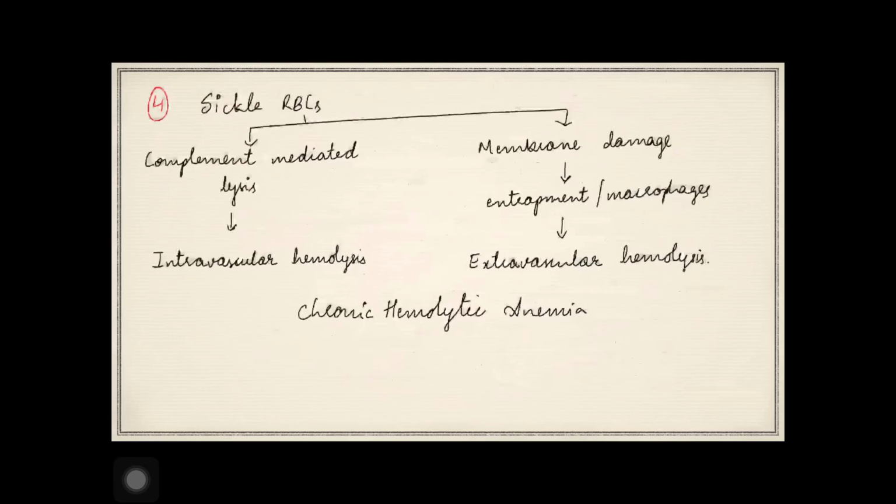There is membrane damage, which will lead to entrapment in the vascular stasis, or phagocytosis by the macrophages, which will lead to extravascular hemolysis. All these events will lead to a chronic hemolytic anemia.